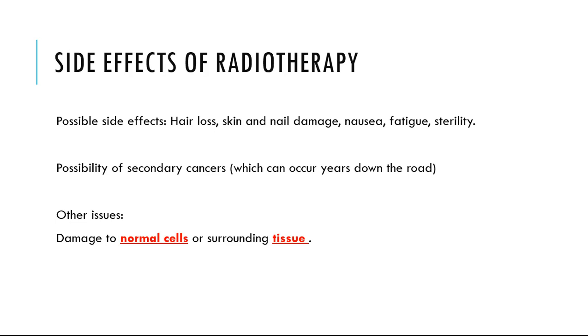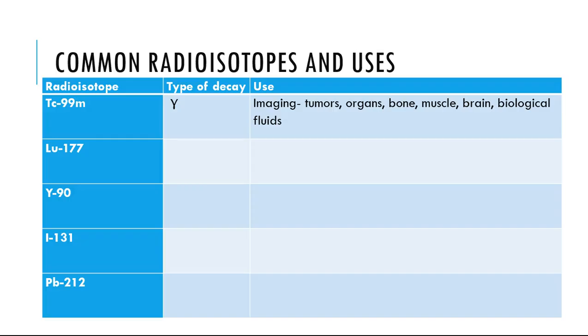Some of the side effects from chemotherapy are short range, but when we talk about radiotherapy, some of the damage to hair follicles and skin and nail can be more permanent. So certainly it has some negative side effects, but we don't typically use radiotherapy unless it's really needed to combat something serious like cancer. All right, so I'm going to go through a few common radioisotopes and their uses.